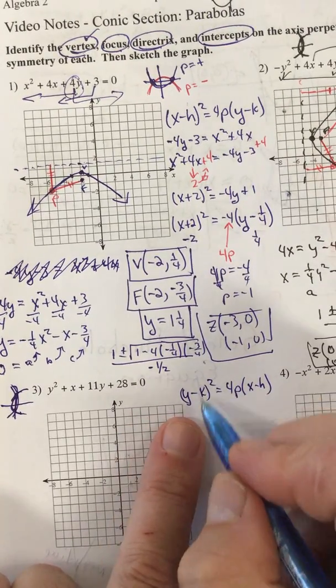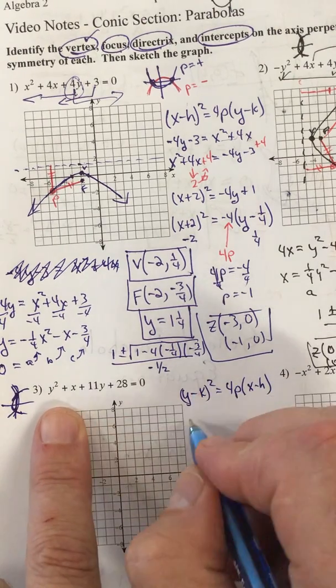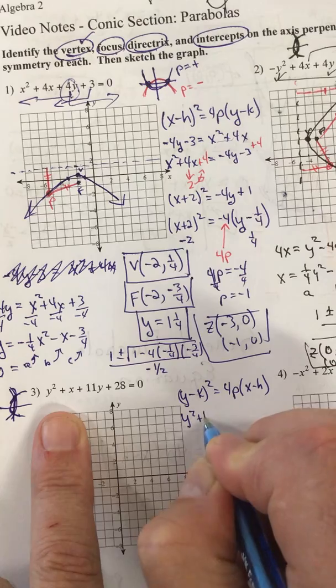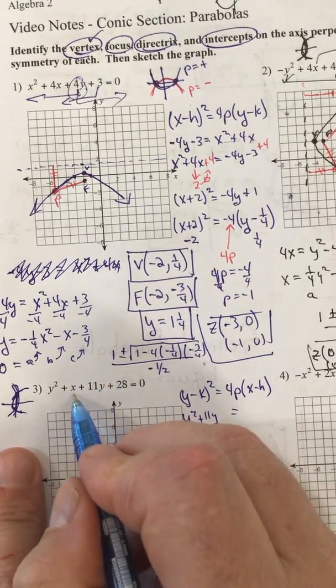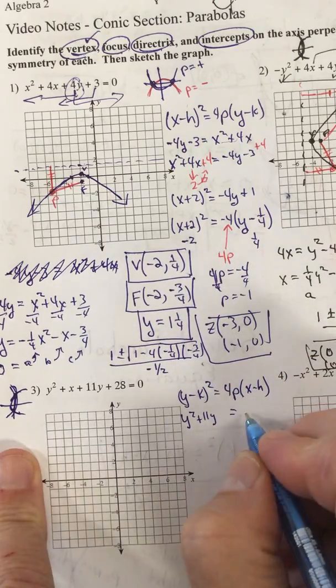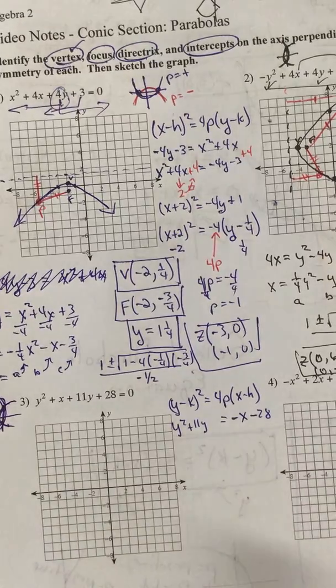So we're going to have to complete the square on this piece. I'm going to put all the y's here. So I've got y squared plus 11y. I'm going to put everything else on the other side. So I'll move the x to the other side and the 28 to the other side. So it'll be minus x and minus 28.